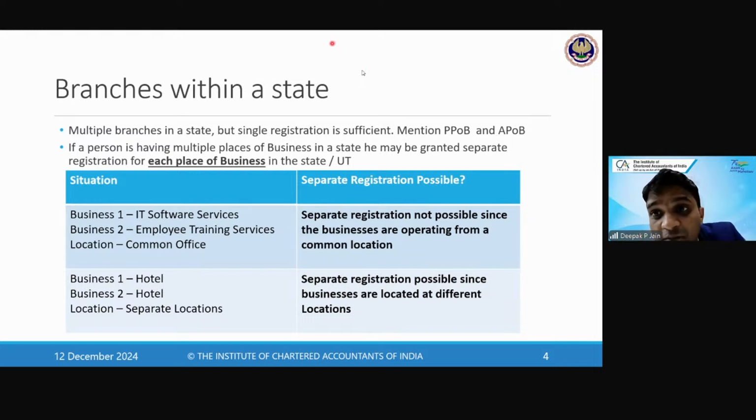If there are five places of business in one state, then can he obtain one registration for three places and one registration for the other two places? Yes, that is also possible. Or he can take five registrations, one for each place, five different registrations. That is also possible. All combinations are possible. Clear with this? What you call as each place of business?